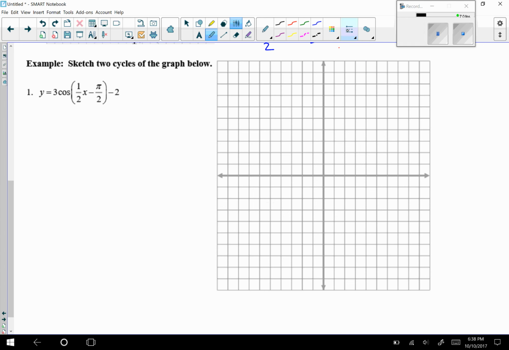So now let's go ahead and take a look at this equation and sketching a graph. For this, remember, the first thing you always want to do is factor out that b value.